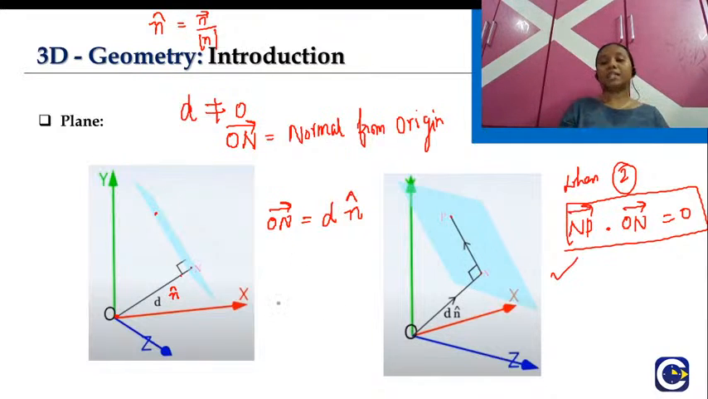The second one is that when two lines are perpendicular, the dot product of the vectors of those two lines will be equal to 0. That means here my PN line is perpendicular to my line ON, isn't it? From the figure we can identify that. As these two lines are perpendicular to each other, the dot product of the position vectors NP bar and ON bar will be equal to 0, which means NP bar dot ON bar equals 0.